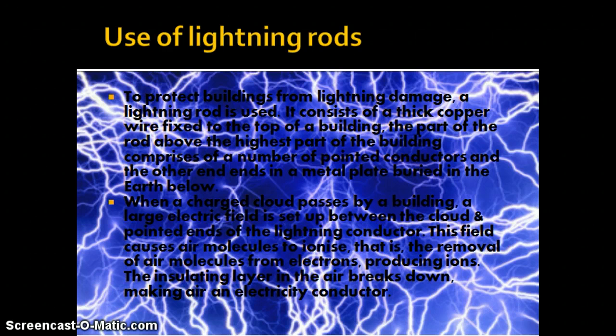Another use: when a charged cloud passes by a building, a large electric field is set up between the cloud and pointed ends of the lightning conductor. This field causes air molecules to ionize, that is, the removal of electrons from air molecules, producing ions. The insulating layer in the air breaks down, making air an electricity conductor.